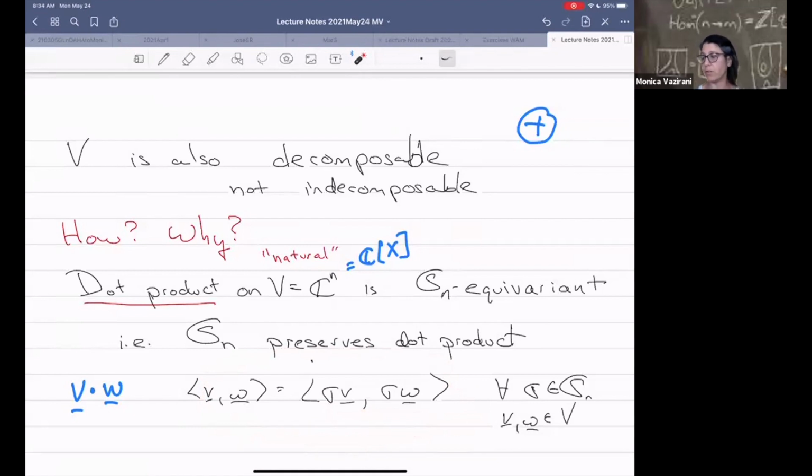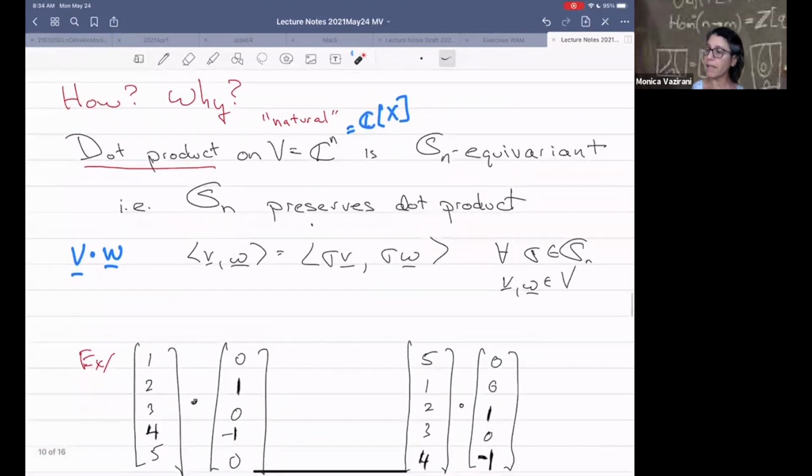Okay, and of course, where have you seen this more largely? In the orthogonal group, right? An orthogonal transformation is one that preserves dot product, preserving length, preserving distances, preserving angles, okay? And if you don't believe me, you can check.